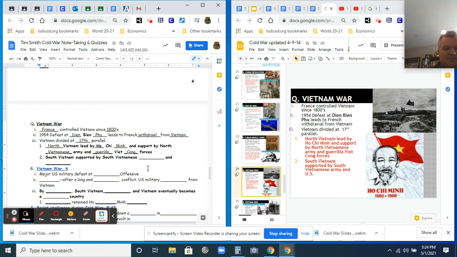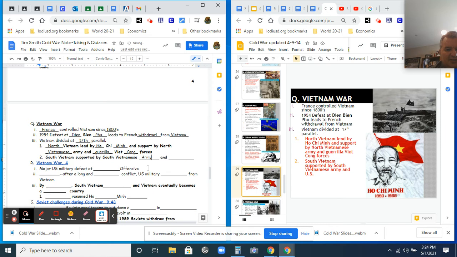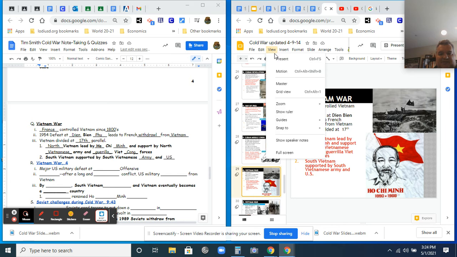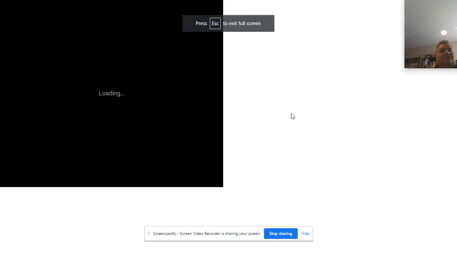South Vietnam was supported by the South Vietnamese Army and the U.S. I think that with the U.S. and all its resources, the North Vietnamese, the communists, Viet Cong, would be easily defeated. It's a little tiny country, and yet, no. All right, let's look at the pictures, and then we'll go to the next slide.